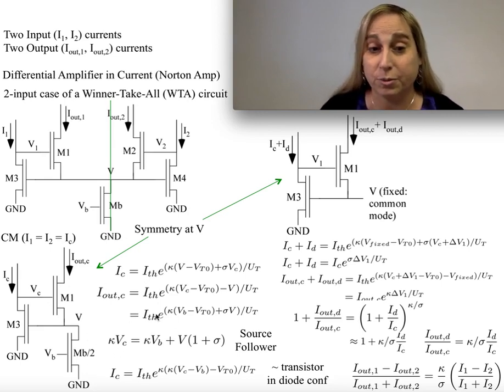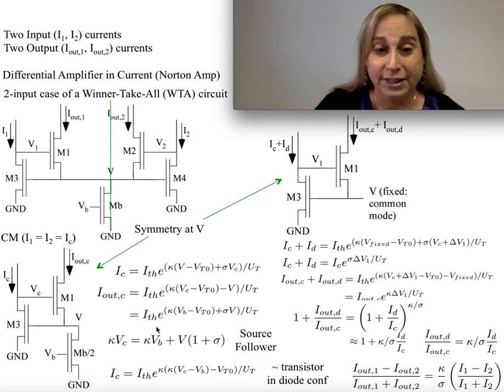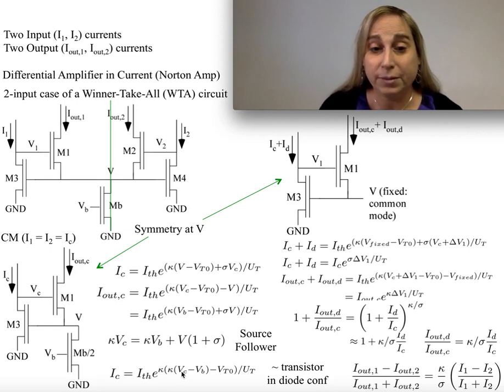sub C going through M1 and this half of MB over 2, assuming that those are all ratioed as I mentioned, the threshold currents will all be the same. It does make the math a little bit simpler here, and I can definitely see a source follower type of expression between V and VC. And the net effect is I get a transistor IC that is going to be kappa squared times VC. So completely what I would expect.